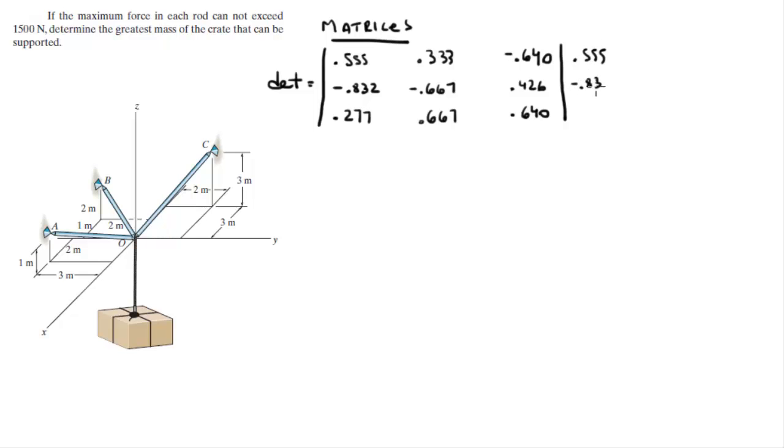Minus 0.832, 0.277, 0.333, 0.667, 0.667. And then you need to do positive and negative diagonals.